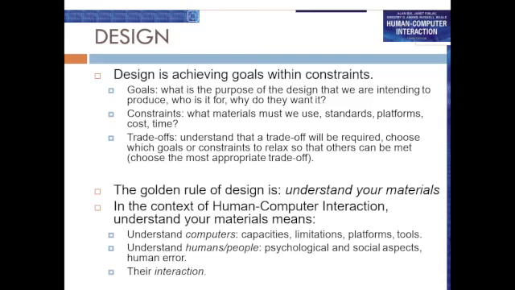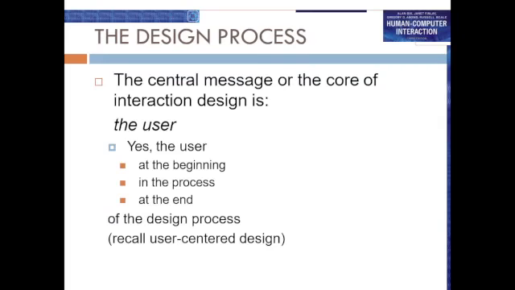At the beginning we talked about the computers, their capacities and limitations. We talked about the human, psychological and social aspects, and human error, and then the interaction. We have also talked about interaction. Now we are going to talk about how we should design that interaction.